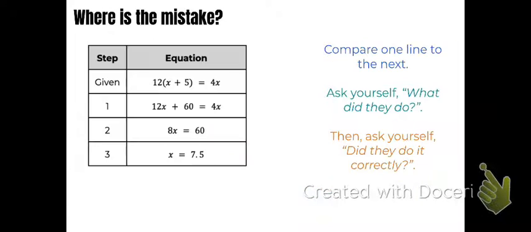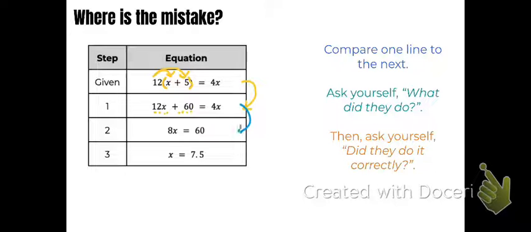Let's try another. Again, we're just going to compare one line to the next. When we compare the first line to the second line, notice again the parentheses are gone. Let's see if they distributed correctly this time. 12 times x is 12x. 12 times positive 5 is positive 60. So that's good. Now let's compare the next two lines.